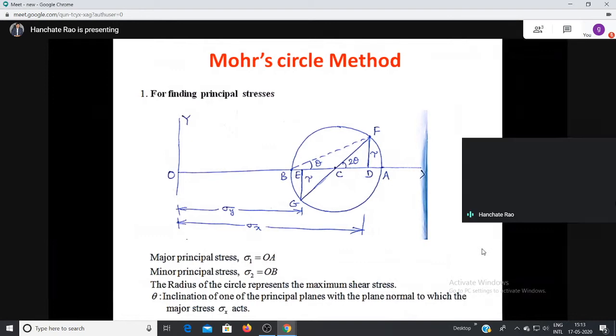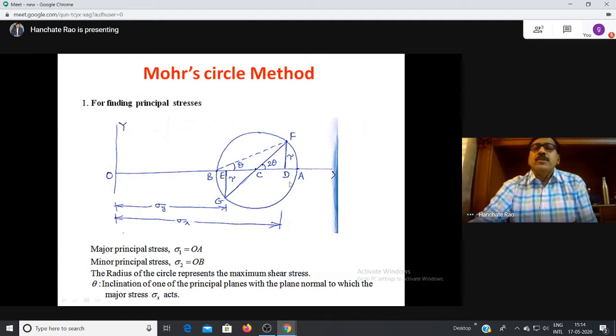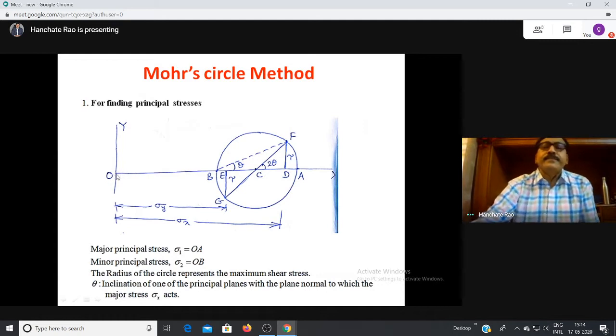I hope now the PPT is visible. Okay, so you asked about how to find out the principal stresses from the Mohr circle. Since you want me to explain once more, I am trying to repeat what I said yesterday. So how do we find the principal stresses by drawing the Mohr circle? We construct an x-axis and y-axis, and the intersection of the x-axis and y-axis we take as the origin O.